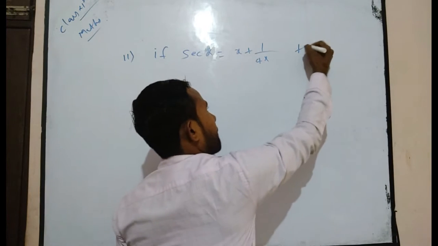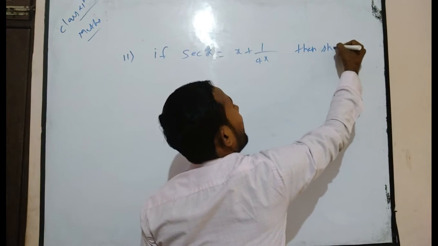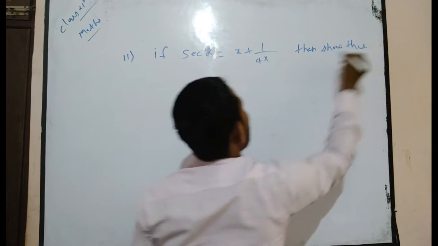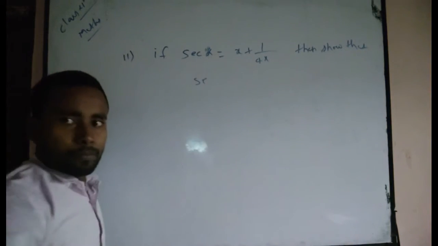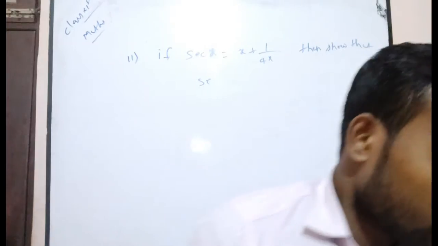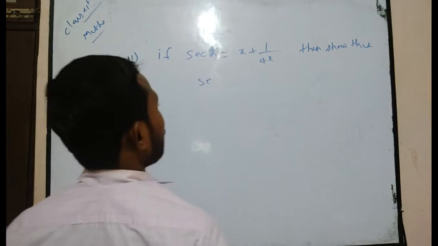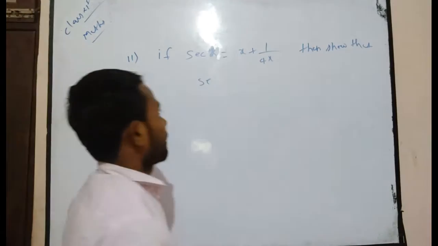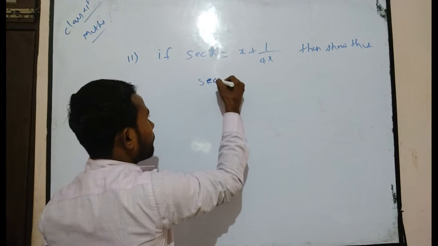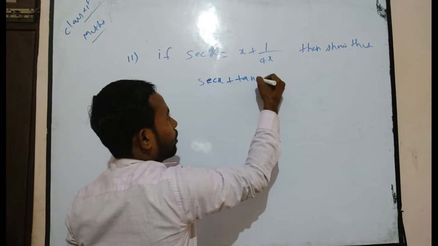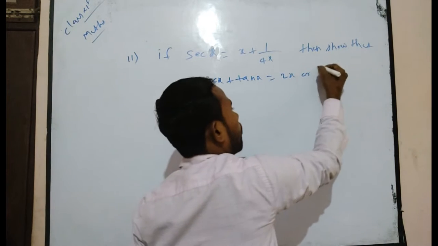So in this problem, it is given that sec alpha is equal to x plus 1 upon 4x. Then show that sec x plus tan x is equal to 2x or 1 upon 2x.